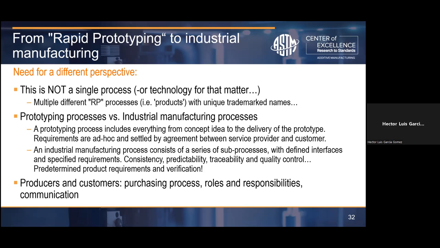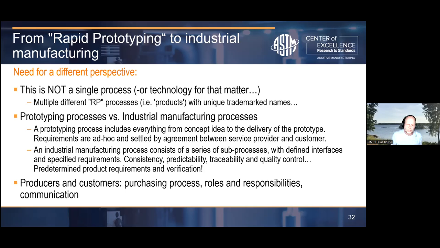Okay, it's all right. Additive manufacturing started up very much as rapid prototyping technologies, but moving from rapid prototyping to industrial manufacturing is quite a different thing. You need to think differently. Additive manufacturing is not one single process, actually not even a single technology. There are many different processes around. And if you look from a rapid prototyping perspective, the processes have been products and they're all trademark names. So that makes it even more difficult to grasp the variety and how they're different.